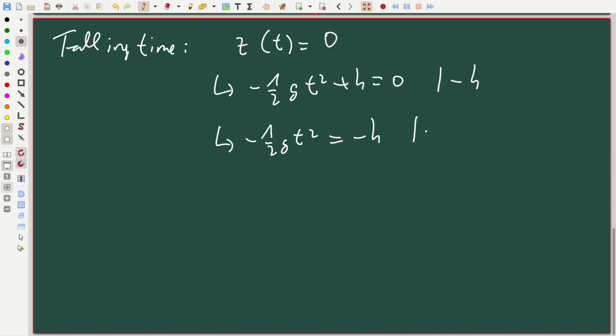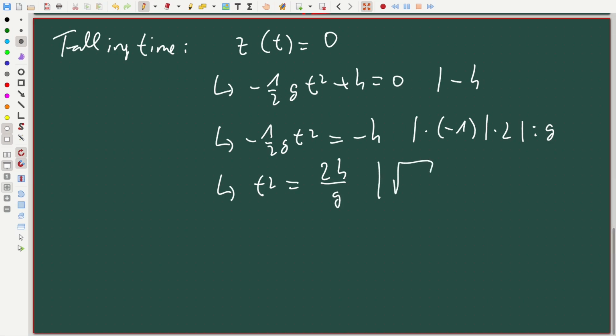Yeah, then we can multiply both sides with -1 to get rid of the minus sign. And then we can also multiply with 2 and also divide by g. So at the end, what comes out is that on this side only t square remains, and on this side we will get 2 times the height, 2h divided by g. And now the only thing which we have to calculate is the square root of that.